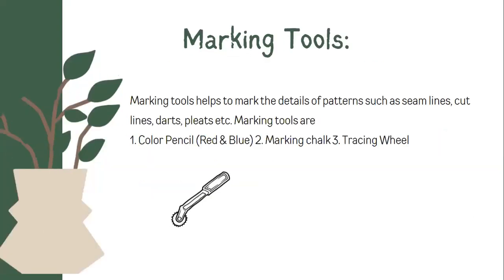Now the next is marking. After you have drafted it, when you're laying your paper pattern or your dress model onto your fabric, you need to mark it, right? You can use color pencils, marking chalk, or a tracing wheel to mark it. So those are all the marking tools.